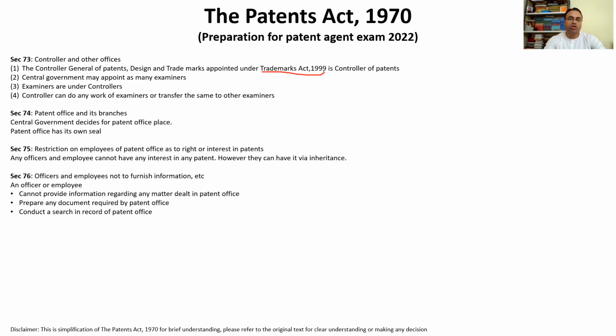Nor can they conduct a search in the records of the patent office. You cannot ask them to conduct a search for you, such as, can you please provide a patent number like this? They will not do a search for you. They can do all this activity when directed in writing by the central government, the controller, the appellate board, or a court, as the case may be. If any one of these asks them in writing, then they will do it. Okay, so this was a very short and very simple session. Any questions on this?